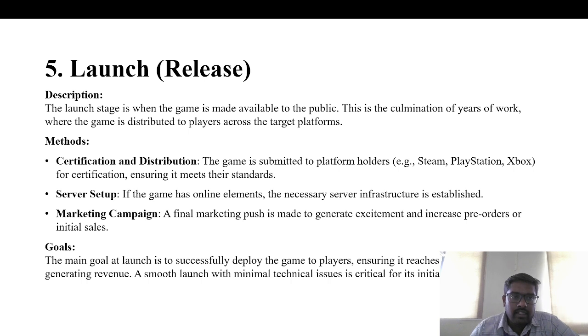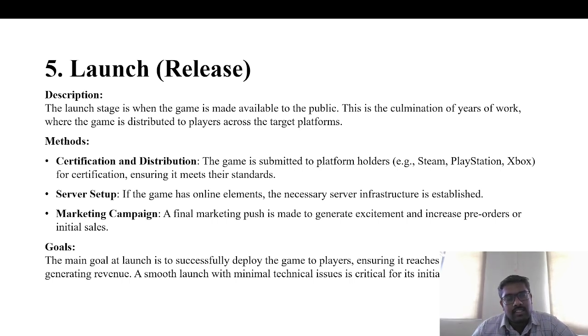Next one, the launch, that is nothing but the release. Once the testing has been done, it must be released. How the product has to be released: the launch date is announced to the public on an open platform, and this is the culmination of works where the game is distributed to players across different platforms. And the platform has been targeted by us. So what are the methods we have to use? We have certification and distribution. And we have to set up the servers, I mean the game's online elements and the necessary servers. And finally, we have marketing campaigns. Okay, and the launch. Once the game has been launched, this 5th step is complete.